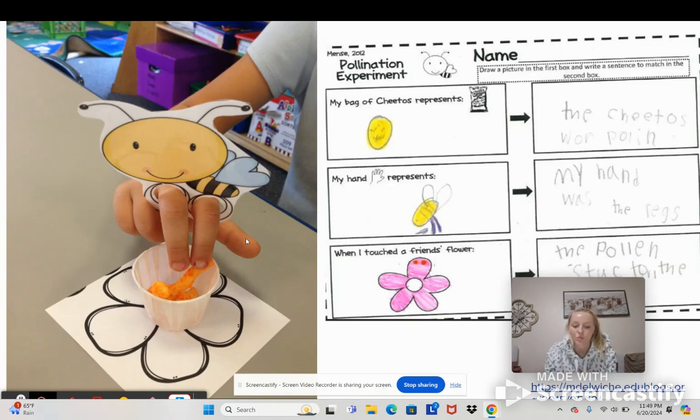I'll ask students what similarities they saw between real pollen and Cheetos. How are they similar? Examples of that would be students' answers. They'd say, oh, Cheetos and pollen, they are both orange and yellow. They're both powdery. Those are just examples.